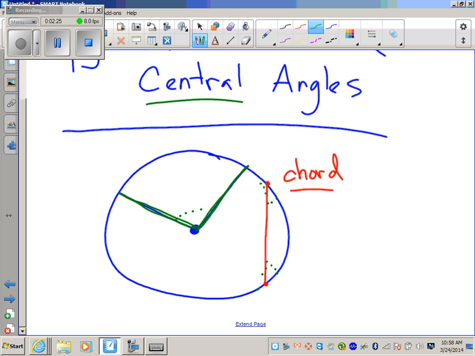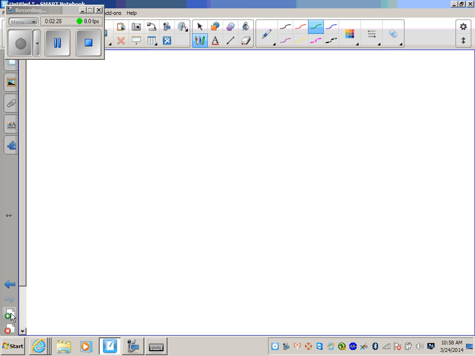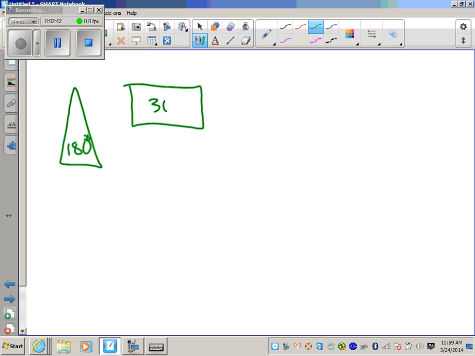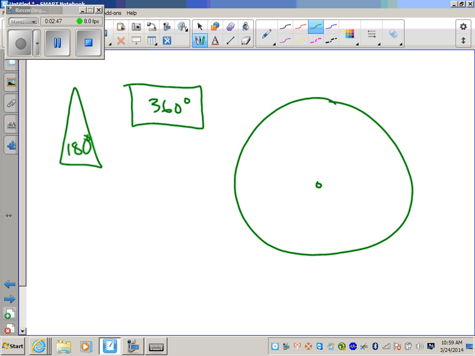Okay? How many total degrees? We talked about triangles, and we talked about that a triangle had 180 total degrees. We said that these quadrilaterals had what? 90, 90, 90, 90 was 360. What about a circle? And we're also looking at 360 total degrees, okay? If you spin around once, you make one rotation, that's 360 degrees.